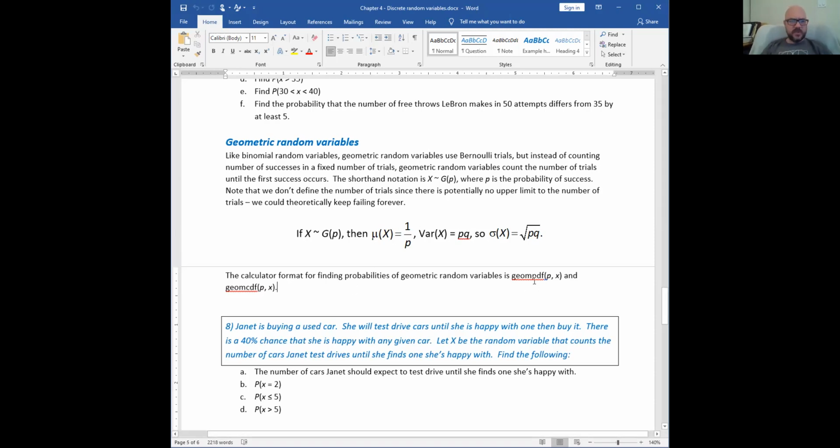They use Geom or possibly Geomet PDF. I don't remember, but the PDF and CDF are the same thing. They use P and X, right? No N, but everything else is the same. So we're going to use these when we are counting the number of trials until the first success. So until the thing happens for the first time, and then the experiment ends right there.